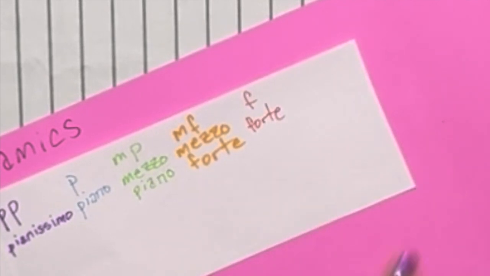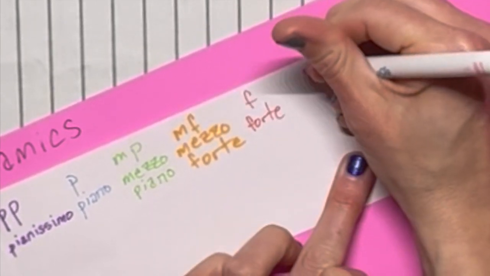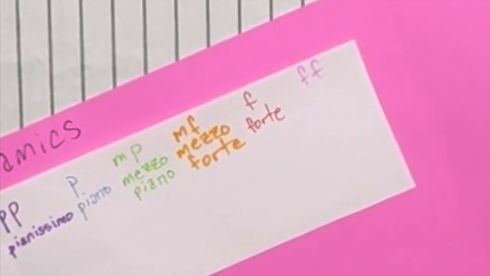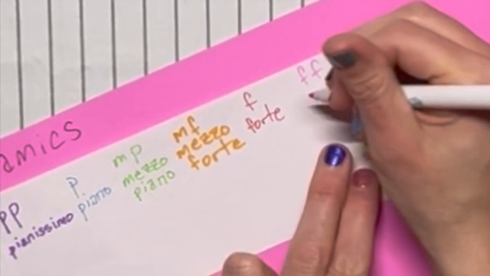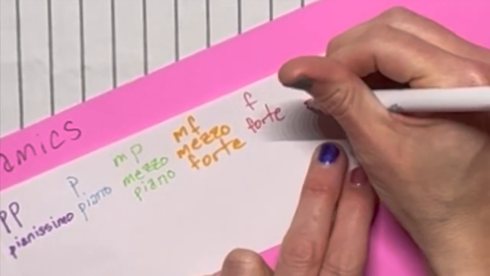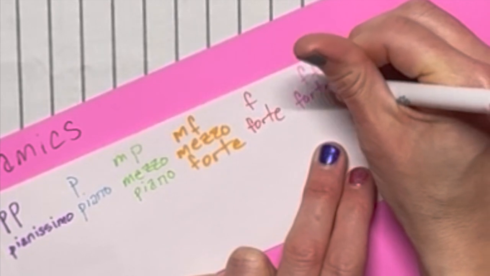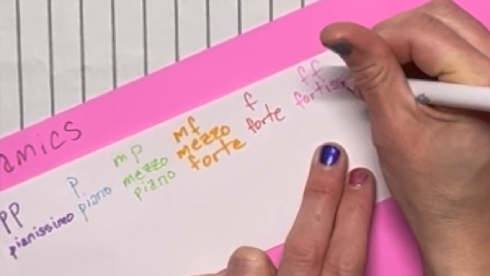And then finally, the loudest. We need two Fs, just like we had two Ps for pianissimo. So we put two Fs, and that stands for fortissimo. And what did I say about issimo? It's like a lot of that thing. So it's fort, F-O-R-T, issimo, I-S-S-I-M-O. Ooh, I squeezed it in right to the end there.